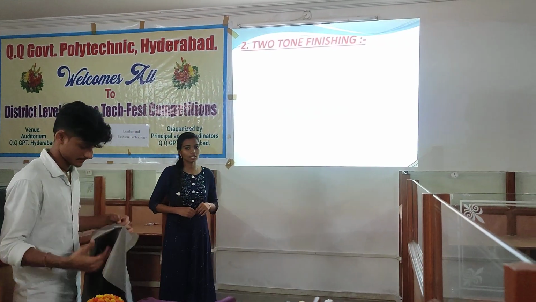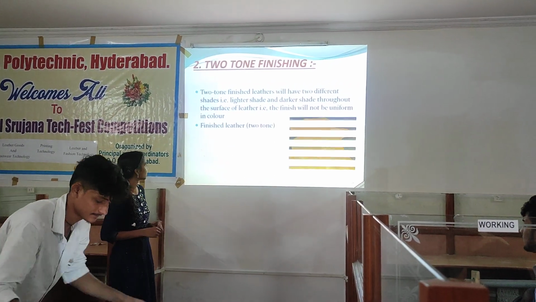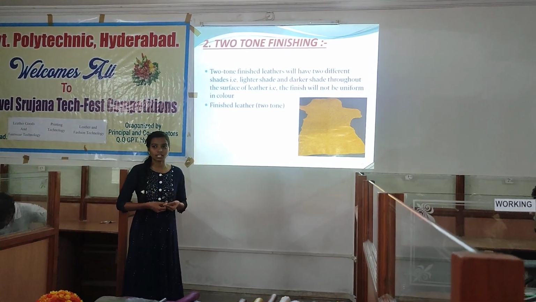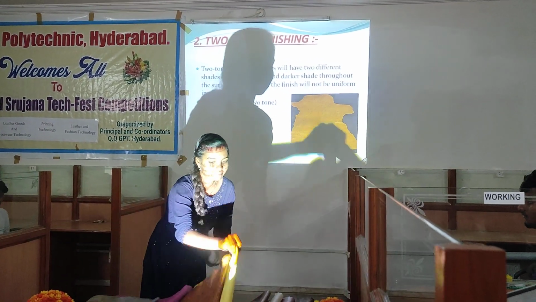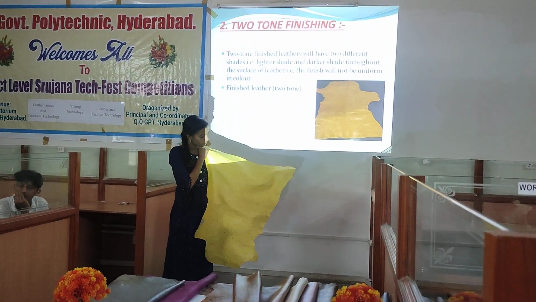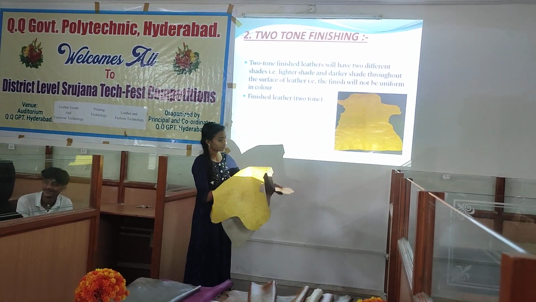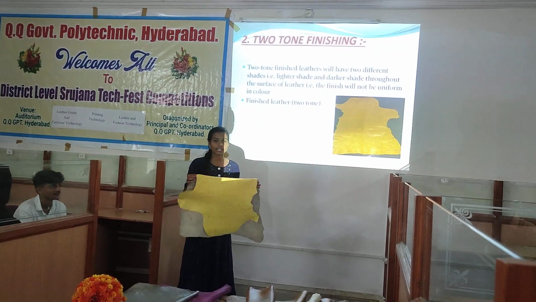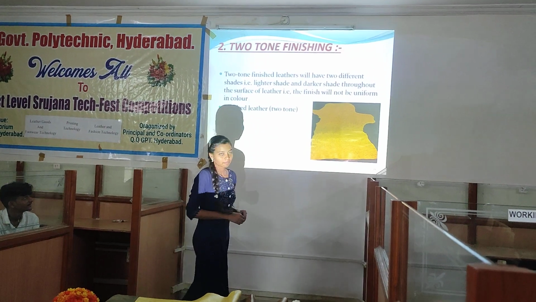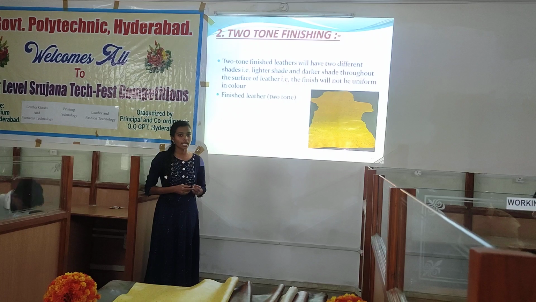My name is Rama. Now I am going to talk about two-tone finishing in the application of leather finish. Two-tone finishing means covering the defects on the leather by giving two shades to the leather. By giving two shades, the defects will be covered and will not appear on the leather. Defects make the leathers cost less, and they will not fetch more. Giving two shades makes the leathers look good.